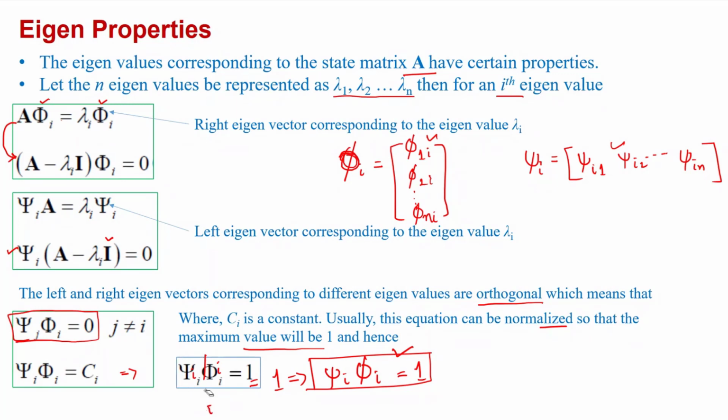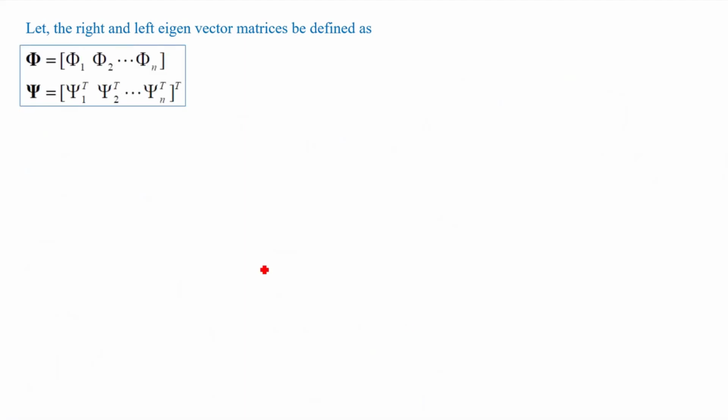Now, this is under the normalized condition: psi i into phi i is equal to 1. Now let the right and left eigenvector matrices be defined as follows. If we consider the right eigenvectors for all eigenvalues and put them together, they become a matrix, which we call the right eigenvector matrix. Similarly, if we put together the left eigenvectors for all eigenvalues, they also form a matrix. We'll call it the left eigenvector matrix.